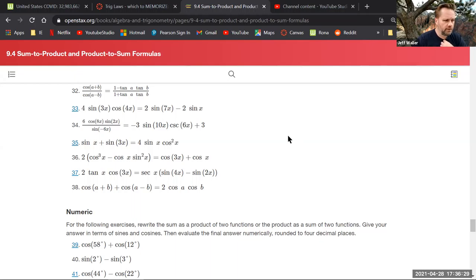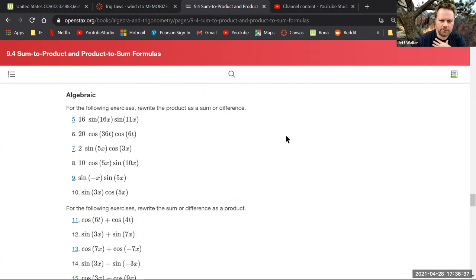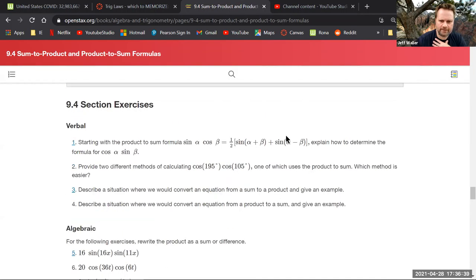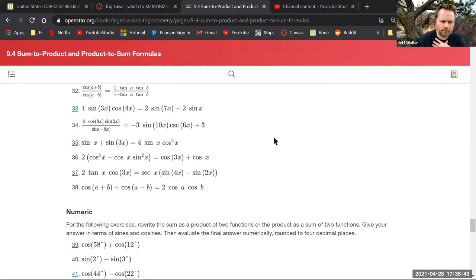I don't know. Does that get you started? Kind of, yes. Kind of? Okay. I'm wondering, what can you do with cosine of 3x? What can you do with that? What do you do with a problem like cosine 3x?